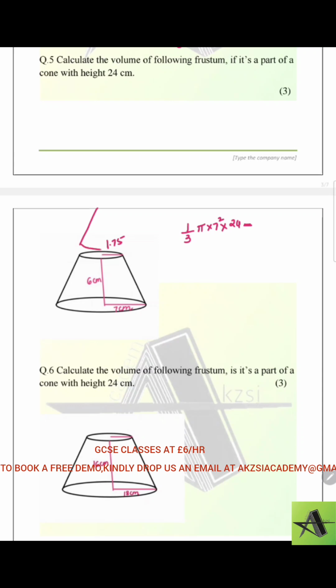This is the smaller cone. Definitely the radius of the smaller cone is 1.75 that we have calculated. And the vertical height is what? The total vertical height is 24. That means this whole is 24, whereas the height of the frustum is 6. So this would be 24 minus 6, that is 18. So the volume of the smaller cone is 1/3 πr², which is 1.75 squared, times h, that is 18.